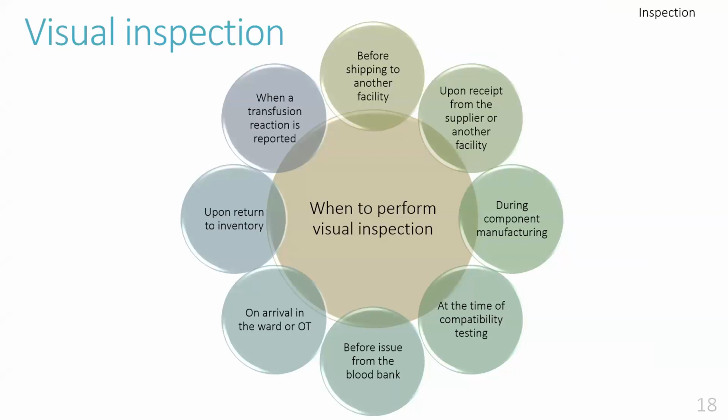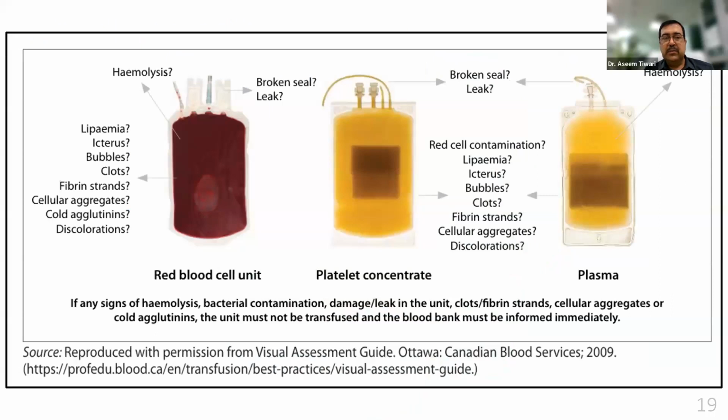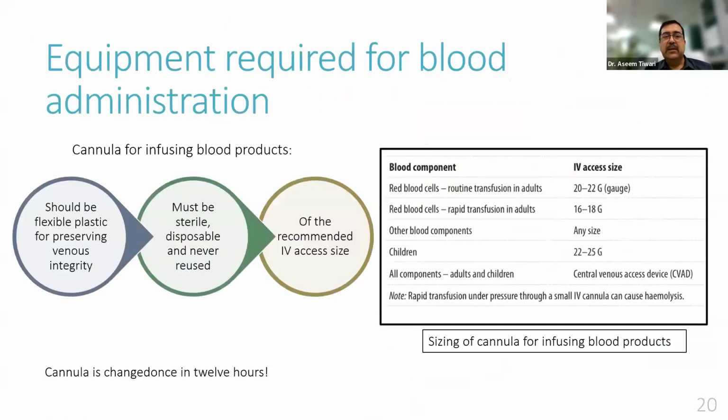Visual inspection plays a role, and there are images available which show how a clot or a lipemia can be detected in a bag. The equipment required, there is normally a cannula required, and there are sizes which are available. So for RBC, it is normally 20 to 22 gauge which is required. And usually the cannula is changed once in 12 hours.